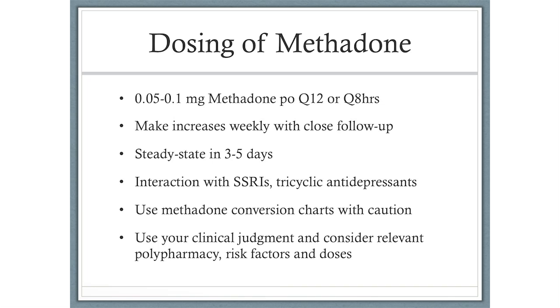There can be interactions with SSRIs and tricyclics, which can raise serum levels. And there are lots of conversion charts out there for converting other opioids to methadone. Because of this phenomenon of incomplete cross tolerance, you have to be really careful with some of the charts, because I think you need much less methadone, clearly, when you're converting from one opioid to methadone.